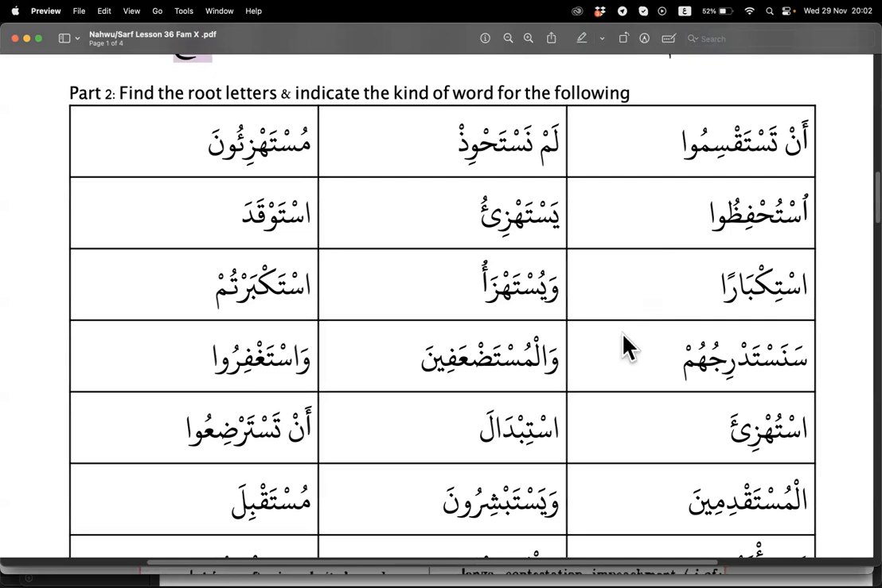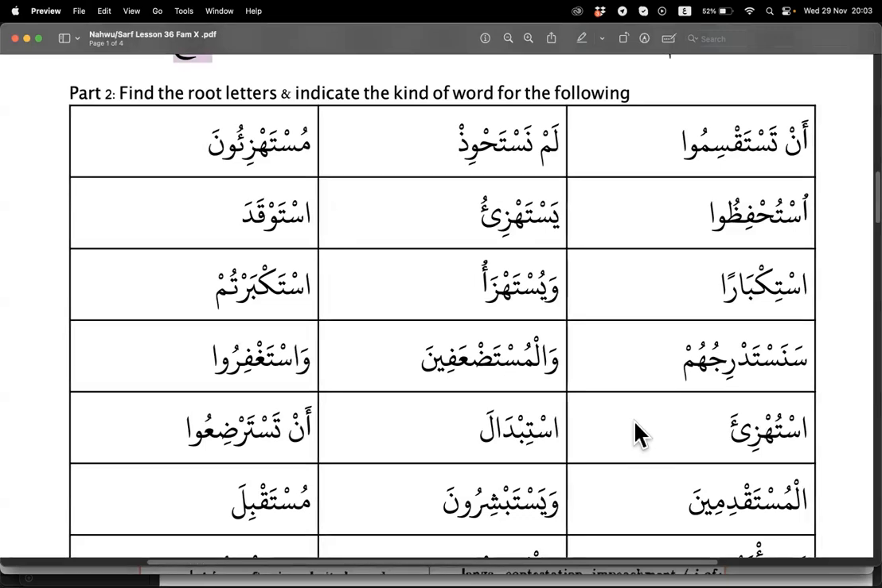Good. Next one, sanastadriju. Sanastadriju is nastadriju. Fi'il mudhari, mudhari nahnu. Very good. Root letters? This one, da ra jim. Yes. What's the scene here? Istiqbal. Very good. What's the whom? Whom is the maf'ul. Yes. Next one.